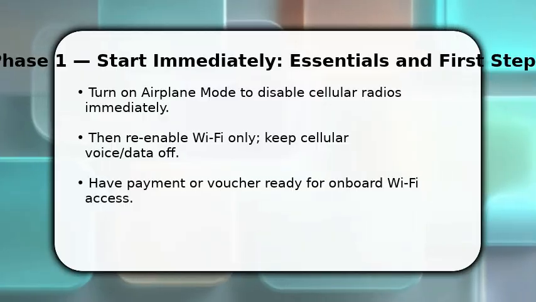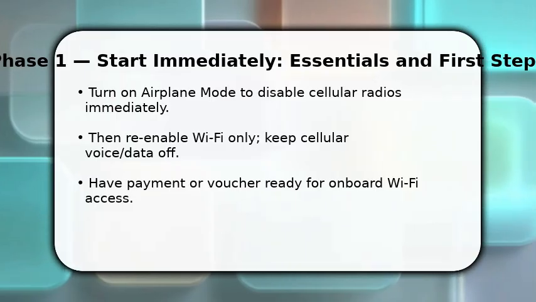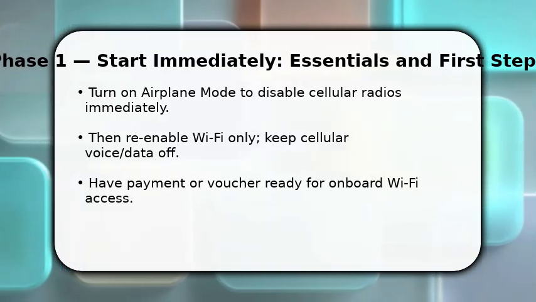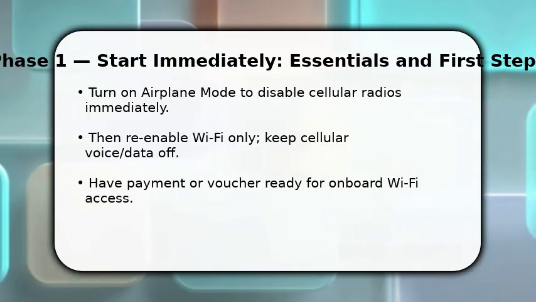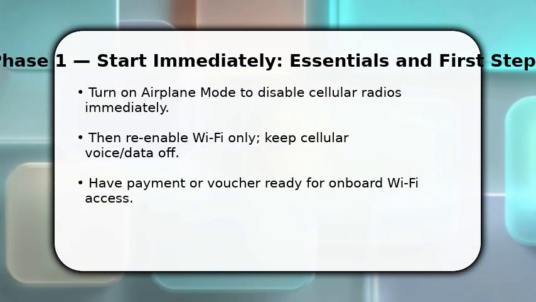You start by opening settings and switching on airplane mode to block cellular antennas. This prevents calls and roaming charges. Once done, turn Wi-Fi back on. Do not enable cellular again.